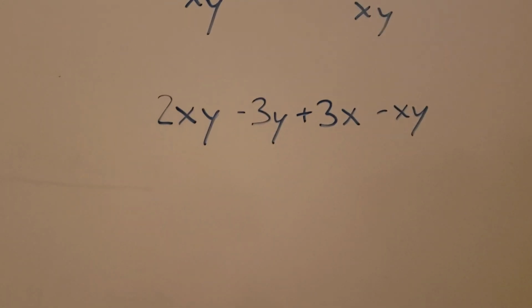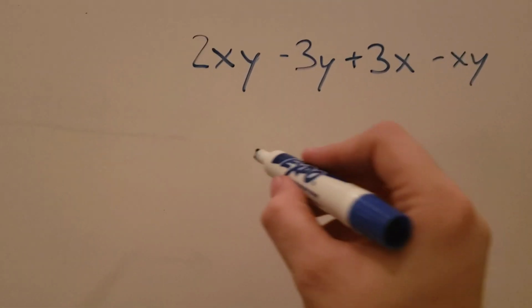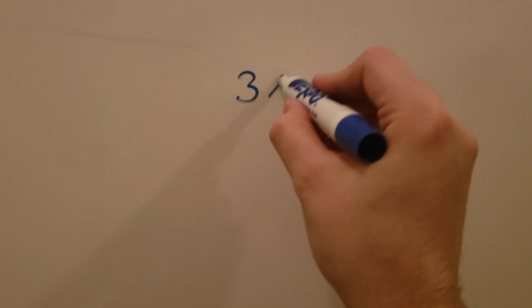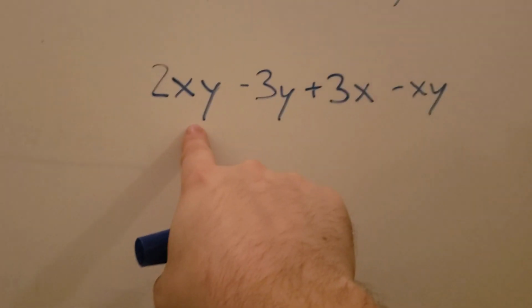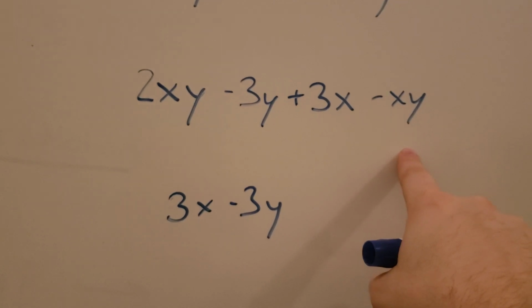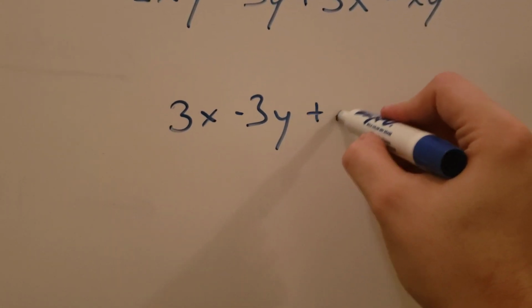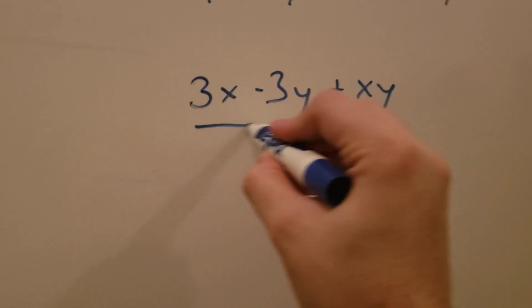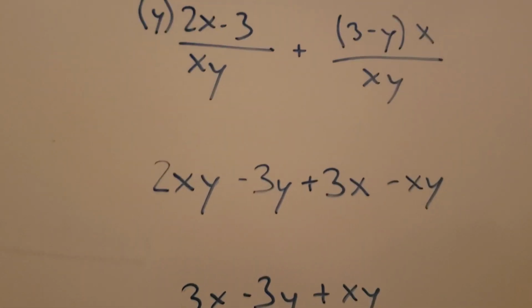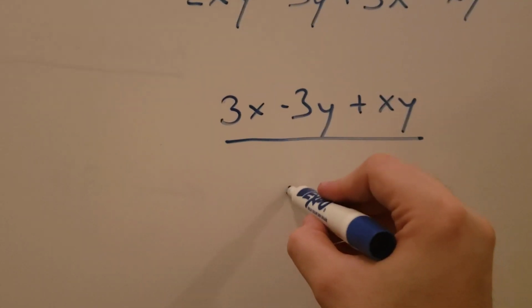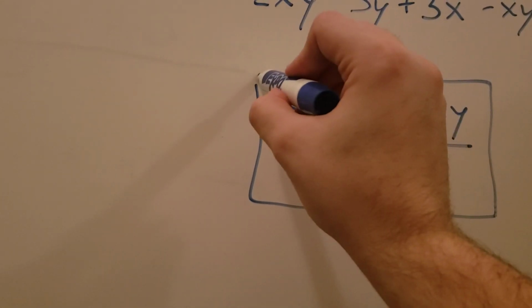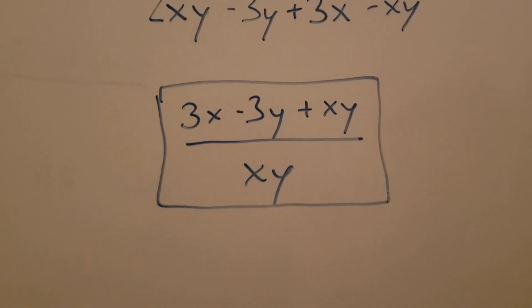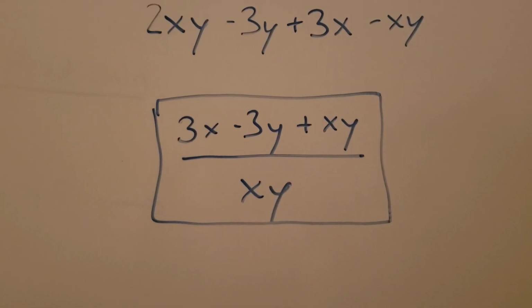Okay. So now we can simplify those. By adding our like terms, we've got 3x minus 3y. Those don't have like terms, but our 2xy and our minus xy are like terms, and that just makes xy. And that's all going to go over our common denominator, which, if you remember, was xy. And there we've done it. We've added two advanced expressions with denominators.